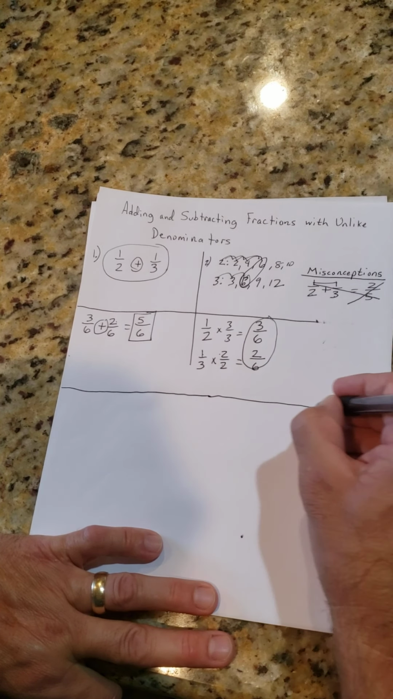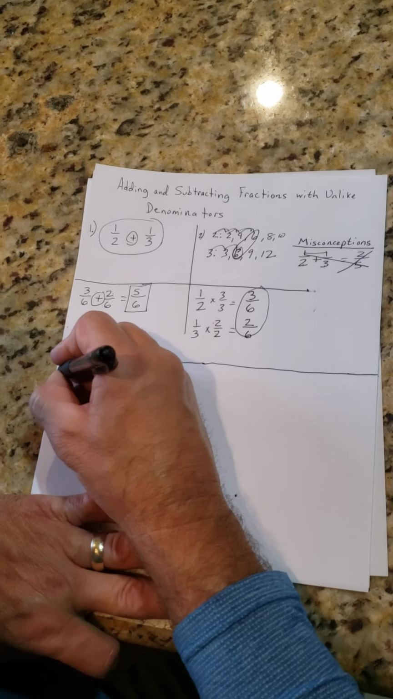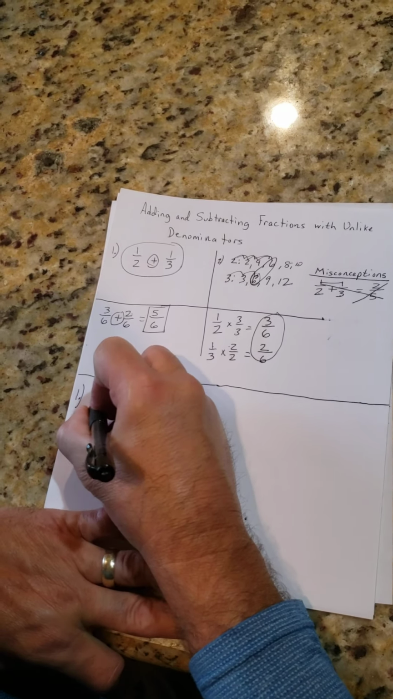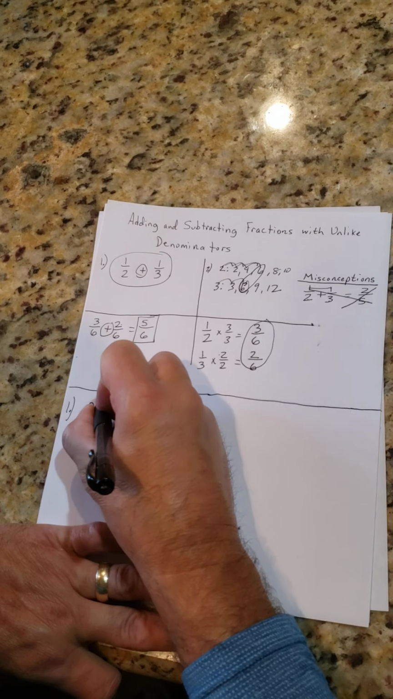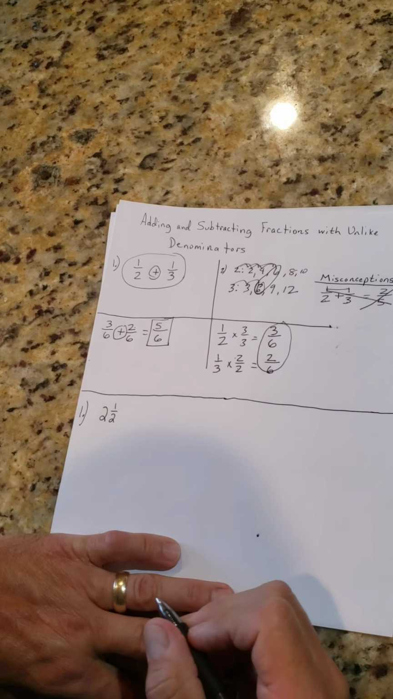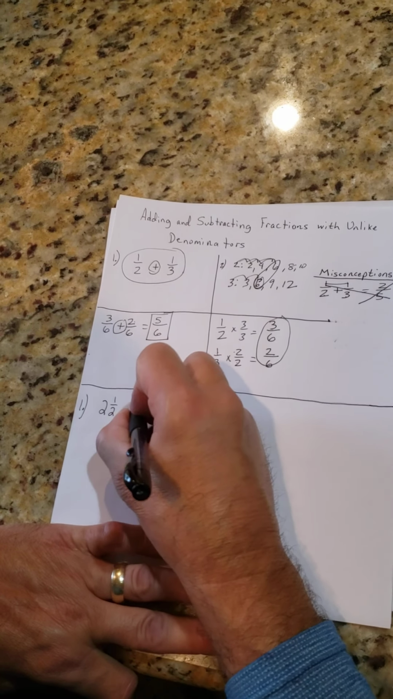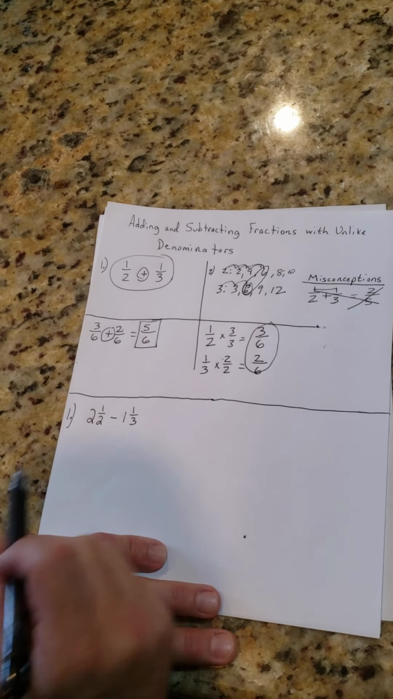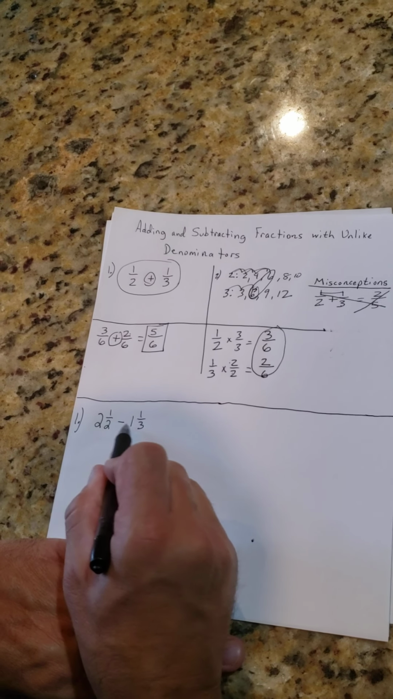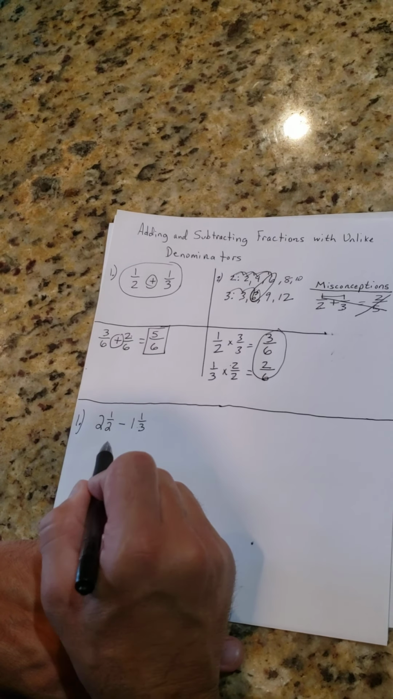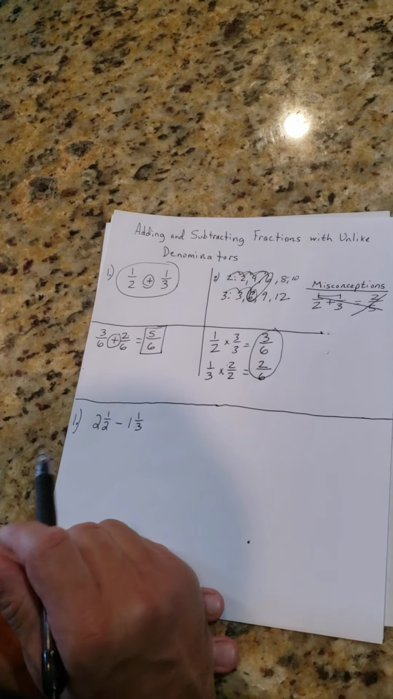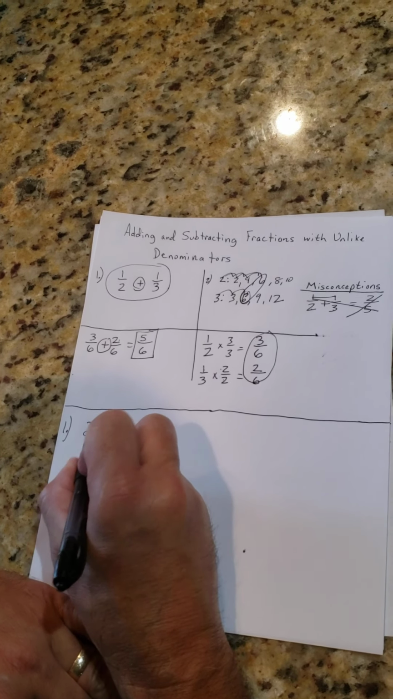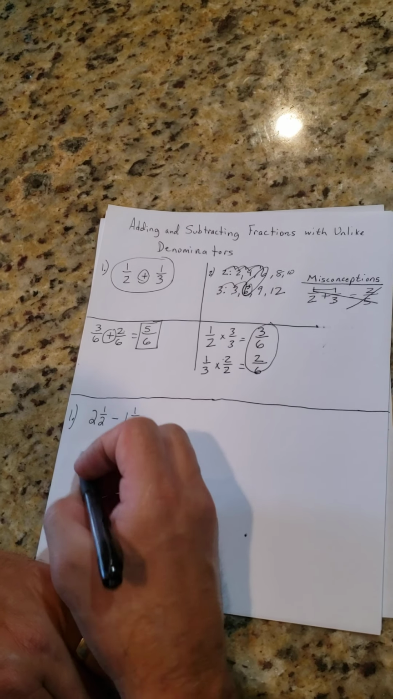And this time we're going to look at some mixed numbers. So what if we have 2 and 1/2 minus 1 and 1/3? Now we have to figure out and wrestle with what to do here, that we have two fractions that are attached to these whole numbers. Okay, so the first thing that we're going to do is turn this mixed number into an improper fraction.